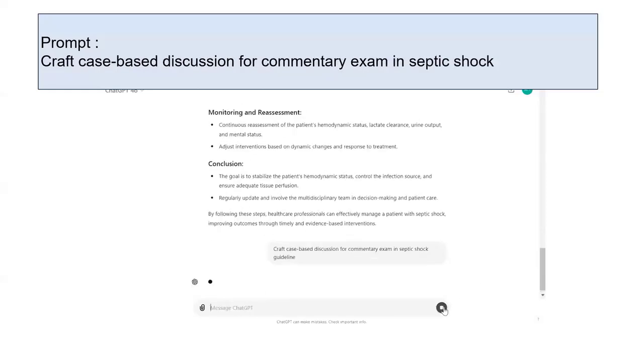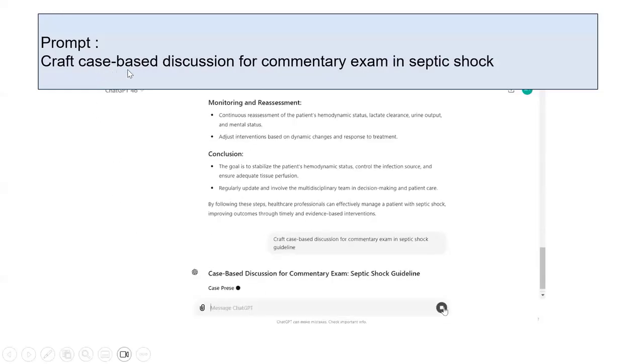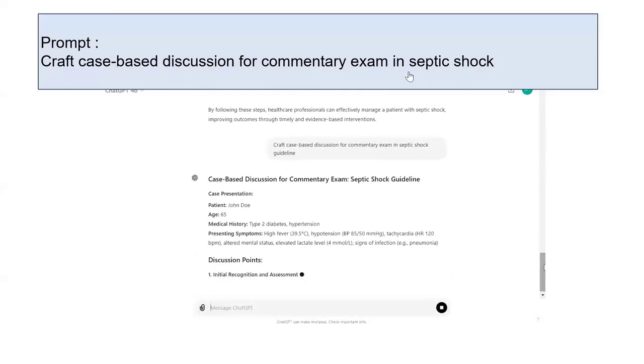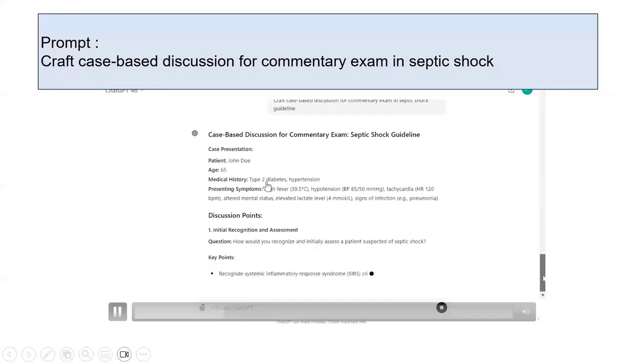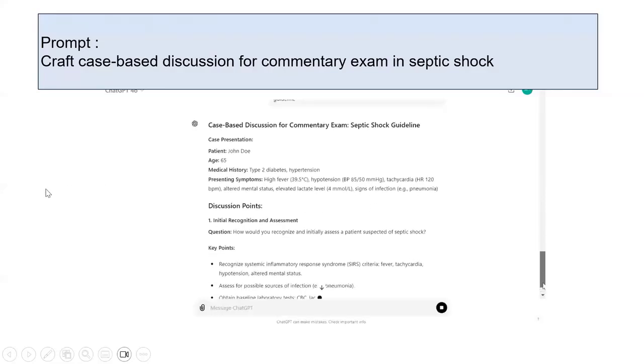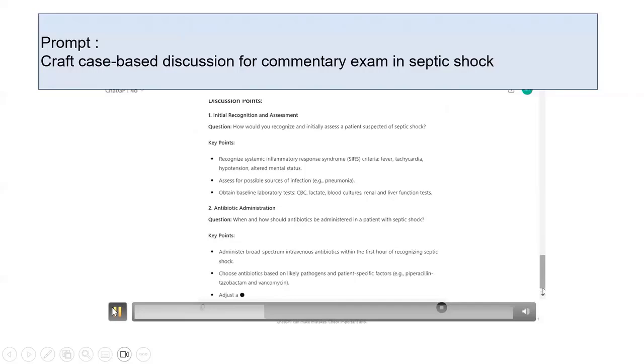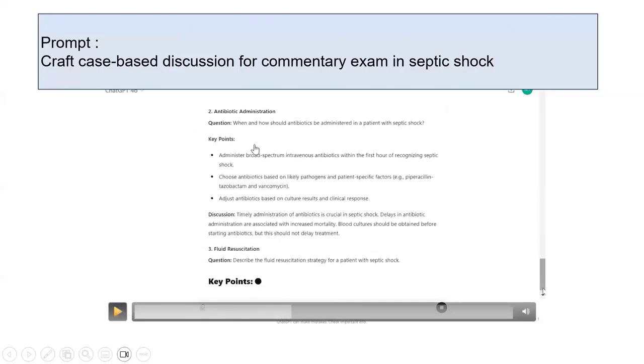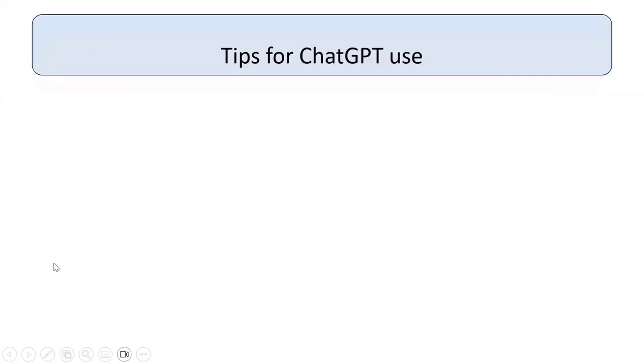The last thing, we can craft what's called a case-based discussion for a commentary exam. For example, it's a form of exam that we use in our department. So it can create the case-based discussion and start by creating some questions, and the best and key points for these answers.